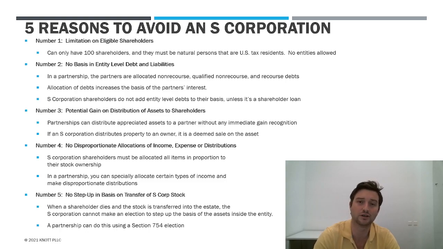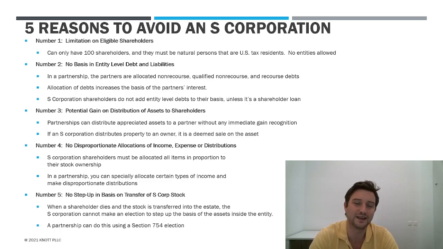So again, if you're looking to add a new owner that's, let's say, not a U.S. citizen, they live and work full-time in Germany, they're a German citizen and German tax resident, if you add that person to the S Corp structure, it terminates the election. That is an ineligible shareholder. You do not want to do that. Okay, so that's the first one, limitation on who can be an owner. Number 2 is a big one, depending on the business model.